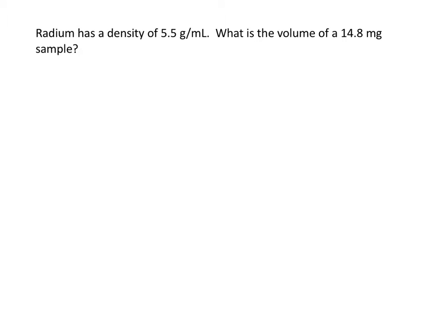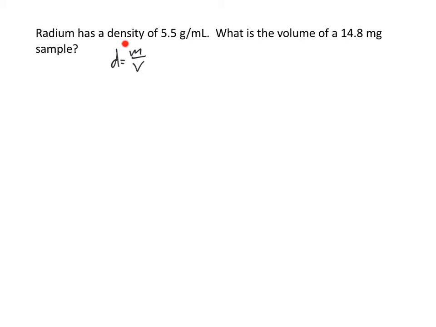So, of course, the equation for density is that density is equal to mass over volume. And in this case, we're solving for the volume. Now, one thing we have to be careful in all the calculations we do is to be sure that the units match up. And so, in the density for radium that we were given, we're given the units as grams per milliliter. So that means that in order to use this density equation, the mass has to be in grams and the volume has to be in milliliters.